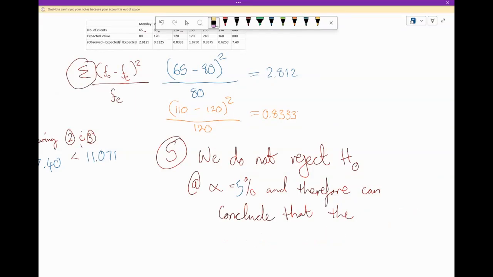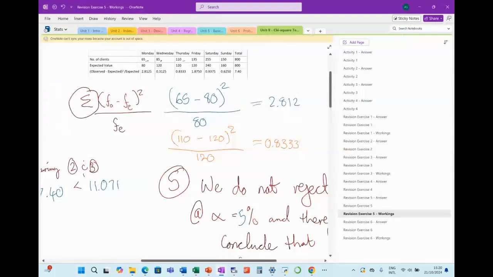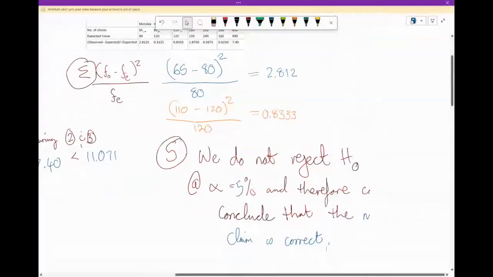Can you see how I've just dodged the whole bullet of having to explain or speak to each and every one of those days? The management claim is correct, because remember, the manager was claiming these are the percentages of customers on each of the given days. Right, gents, that is your school fees for today. I don't know if you have any questions.